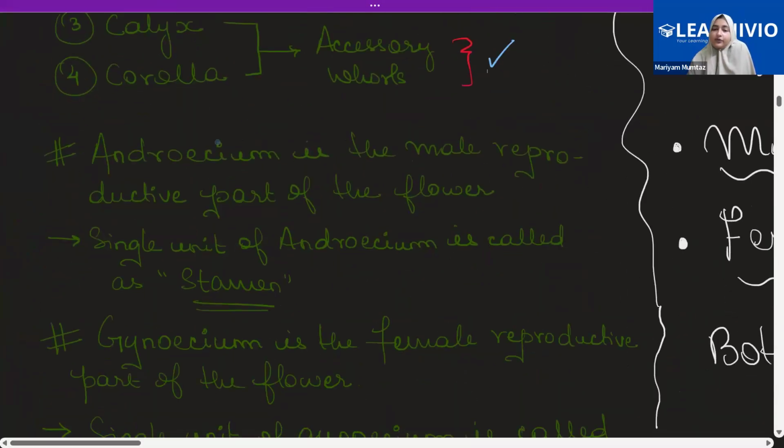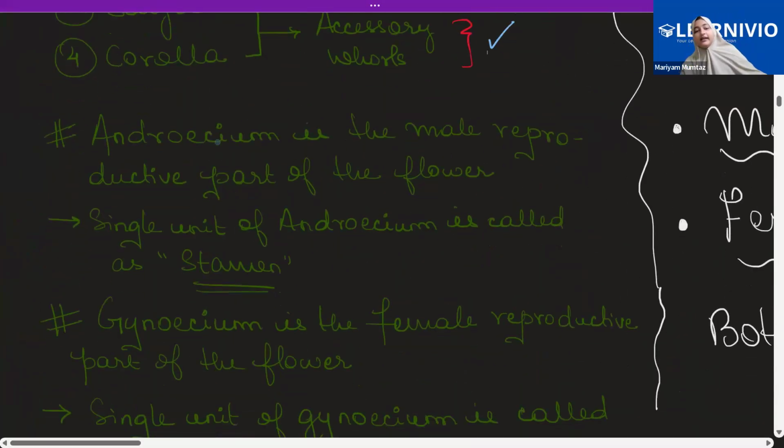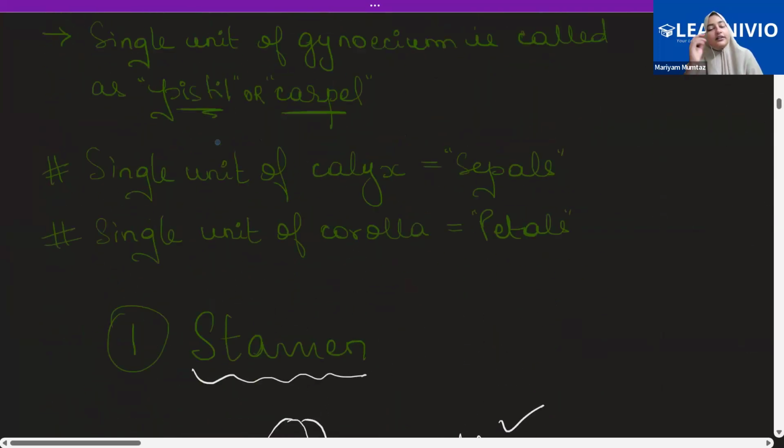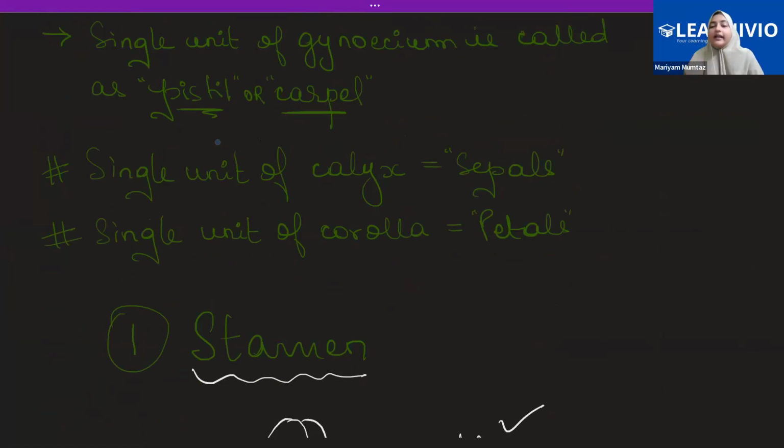Now, androecium is the male reproductive part of the flower, and the single unit of the androecium is called the stamen. On the other hand, gynoecium is the female reproductive part of the flower, and a single unit of gynoecium is called either the pistil or the carpel. And then the single unit of calyx is called a sepal, and the single unit of corolla is called the petals. Now, we have to further discuss each of these parts in depth and their functions, to be exact.